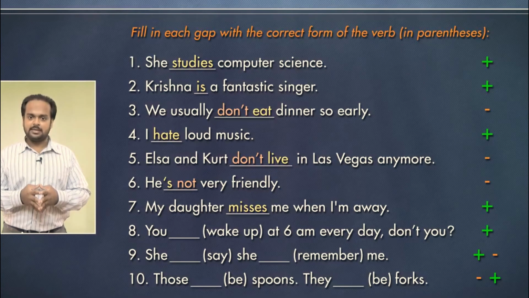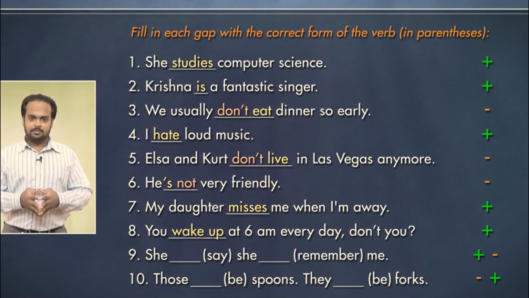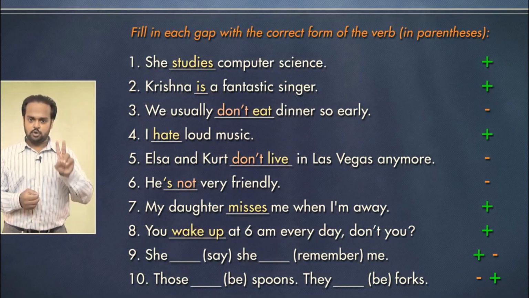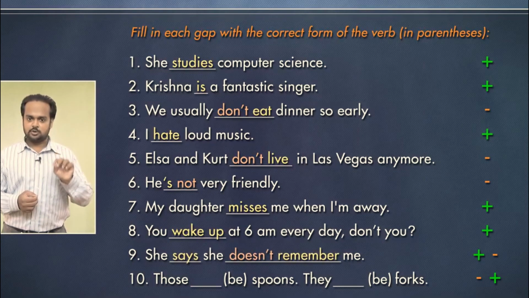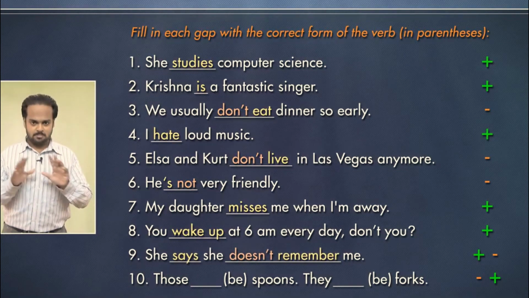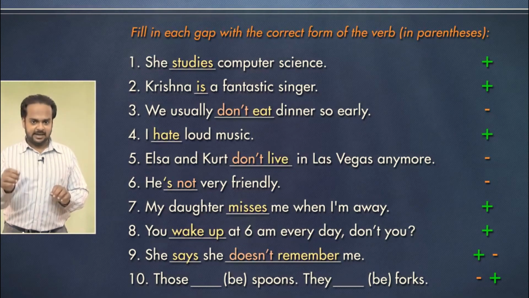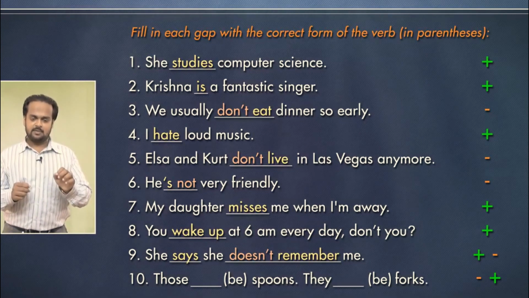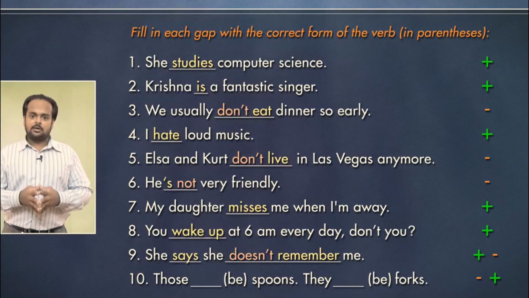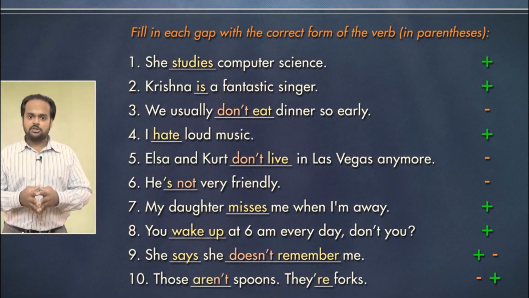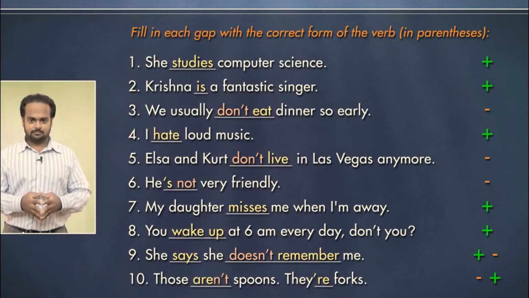Number 7 should be my daughter misses me when I'm away. Mrs. is spelled with ES, remember. Number 8, you wake up at 6 a.m. every day, don't you? In number 9, there are 2 gaps. She says she doesn't remember me. It's a common mistake to say she say. Don't make that mistake. It's he says, she says. And finally, in number 10, again 2 gaps. Those aren't spoons, they're forks.